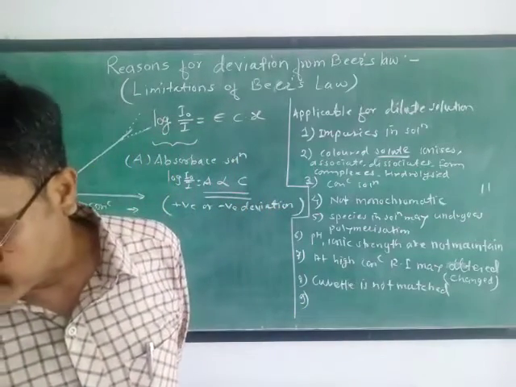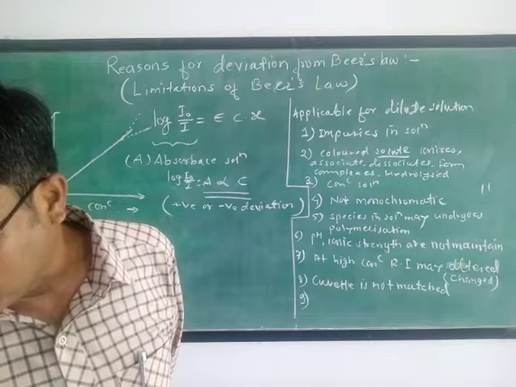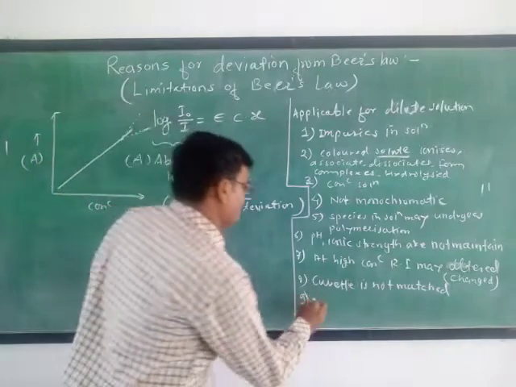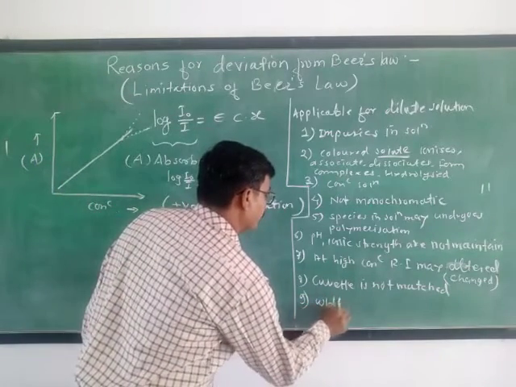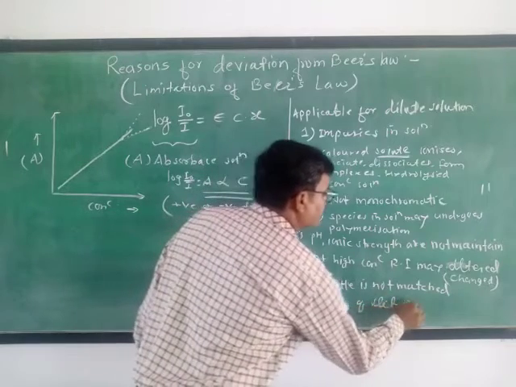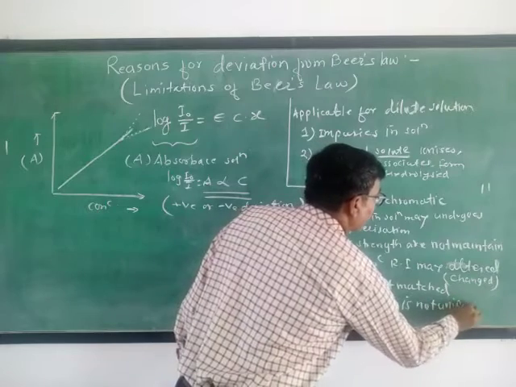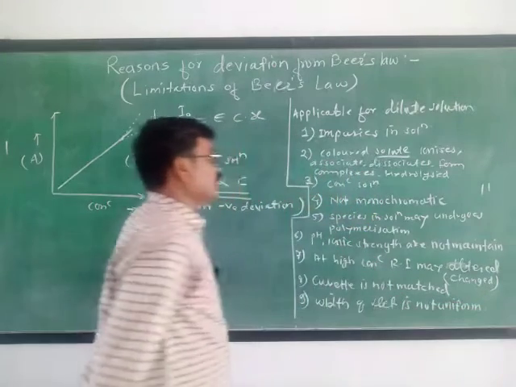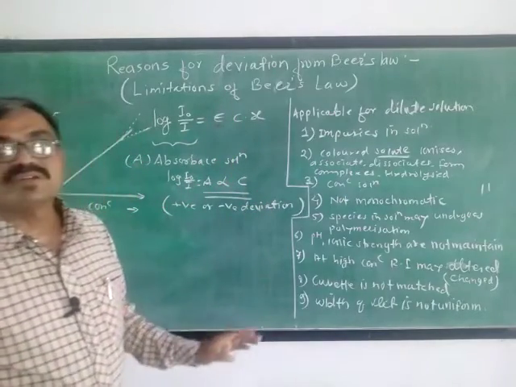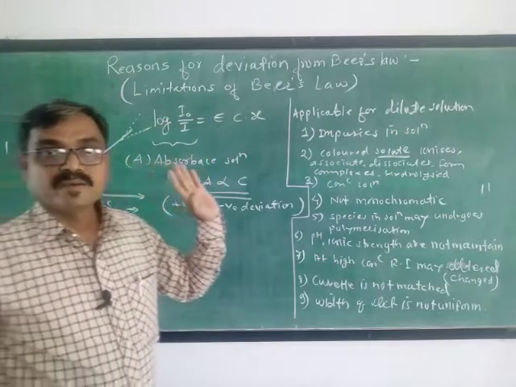And the next reason is that if the width of the slit is not uniform, there is deviation. In this way, these are the several reasons for the deviation of Beer's law from the expected one.